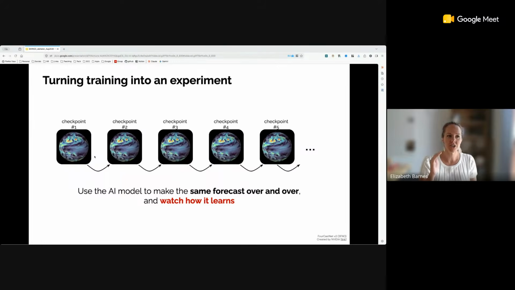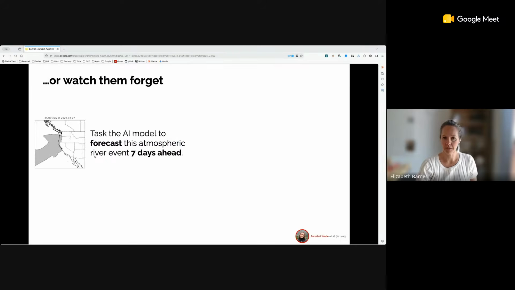And we're going to watch its ability to make that forecast change over training. So I want to give you a really cute example by Annabelle Wade, a PhD student in my group. What's really fun about it is it's the first example she ever made, and it was beautiful, so we kept it. It looks cherry-picked because it's too good. So we're going to watch the model learn, and then we're going to watch it forget.